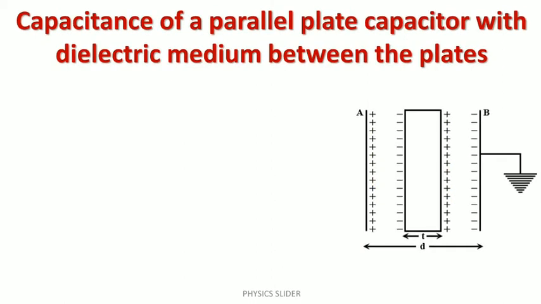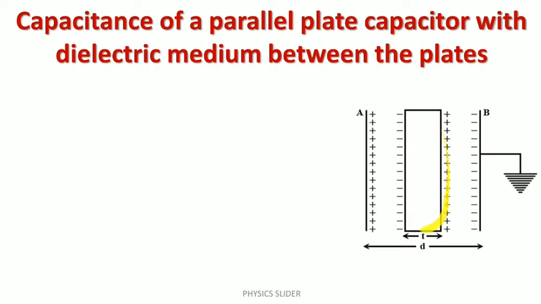Now let's fill a dielectric between them. When the dielectric is filled, initially it has no charge, but due to this positive charge, it becomes negatively charged. Why? Due to electrostatic induction. When this is negatively charged, this will be positively charged, and due to this positively charged, this will be negatively charged, and the outer surface of this plate will be positively charged, and the positive charge will be grounded.